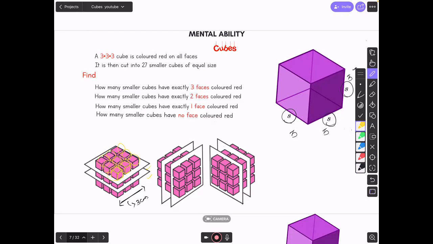So can you tell me what will be the size of each of these cubes? Each of these 27 cubes, what will be the size of it? The bigger cube was of 3 centimeter. These 27 smaller cubes will be of what size? It says equal size. What is the equal size? Can you think?